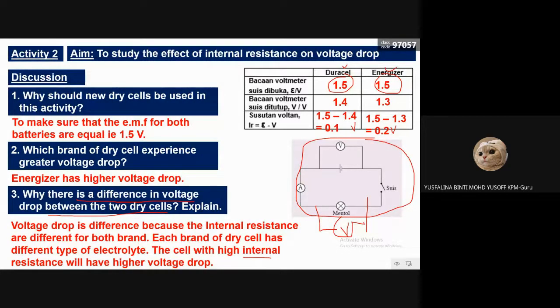So the internal resistance for the Energizer is higher. That's why it is 0.2. It requires a lot of energy to move the charge compared to the Duracell. So the Duracell doesn't need that much energy to move the charge in the battery, but the Energizer needs a lot. So that's why the Energizer's voltage loss is higher.